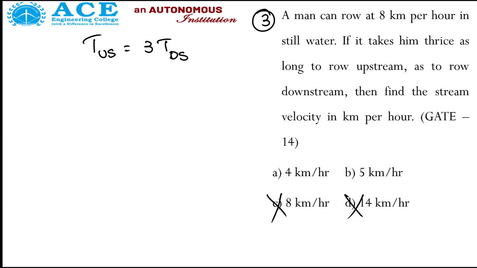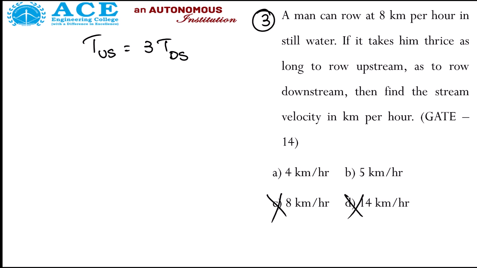And generally the boat speed should be more than the velocity of the water flow. Otherwise, the boat will travel in the reverse direction, which is not correct. So 8 is already the speed of the boat, and the water speed should be less than 8. So I can eliminate 8 and 14 directly. It should be 4 or 5.